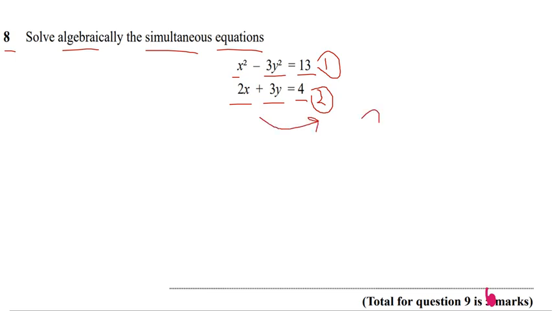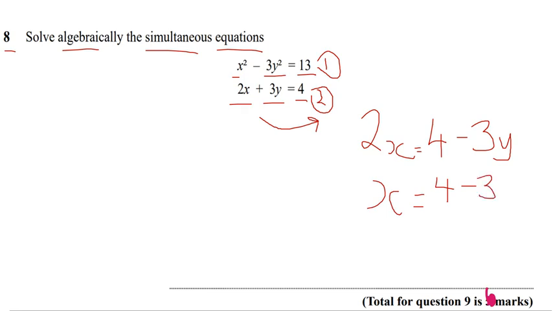So I'm going to take the 3y to both sides. We have 2x is equal to 4 minus 3y. I've subtracted 3y on both sides of my equation to balance each side, and I'm going to divide it by 2. We have x is equal to 4 minus 3y over 2, or 4 minus 3y all halves. I'm now going to substitute this back into equation 1 to have an equation that involves just y's.